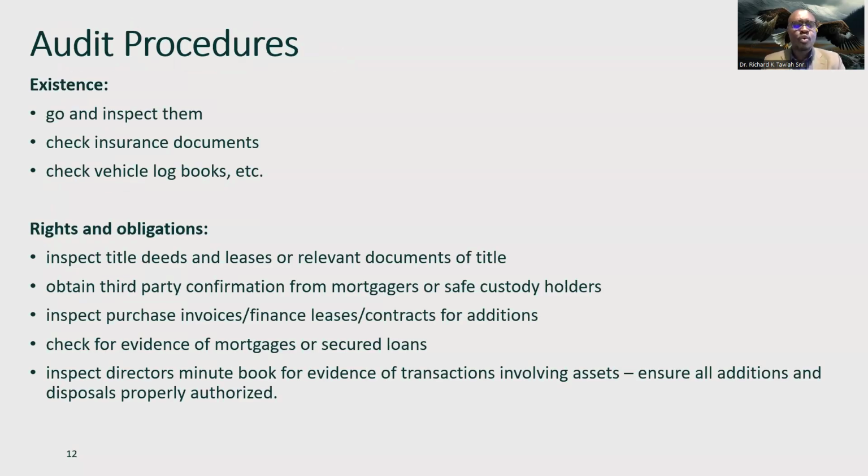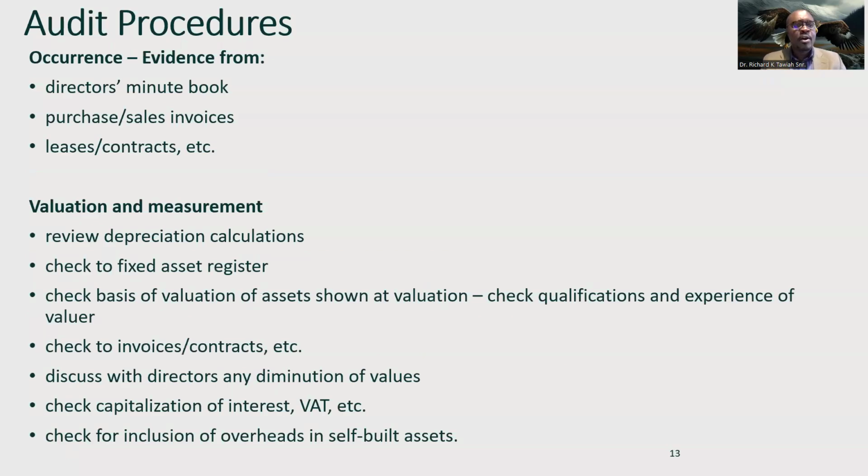Now for existence, go and inspect them. Check insurance documents, check vehicle logbooks. Rights and obligations, look at the title deeds, obtain third-party confirmation from mortgagers, from safe custody holders. Inspect the purchase invoice, the finance lease contracts which have been signed, evidence of any mortgages and secured loans. Inspect the minutes which authorize that these transactions take place or should be disposed of. Okay. Occurrence. You could get evidence from the minutes of the board of directors, the purchases, the sales invoices, the lease contracts will tell you that this transaction occurred.